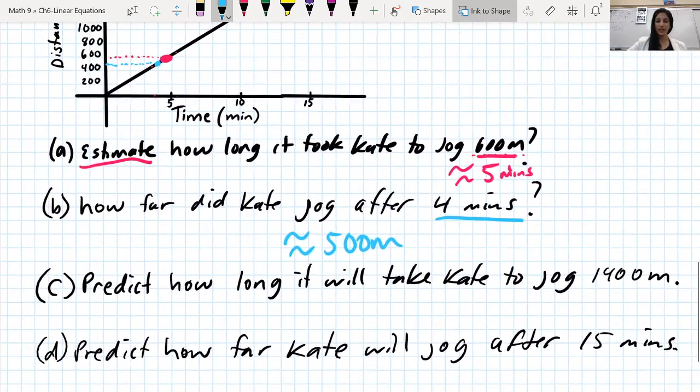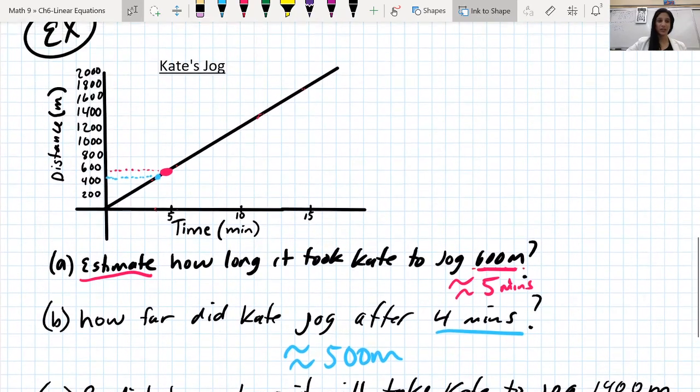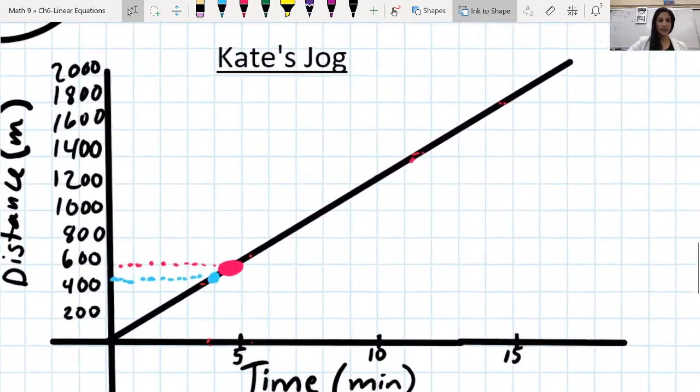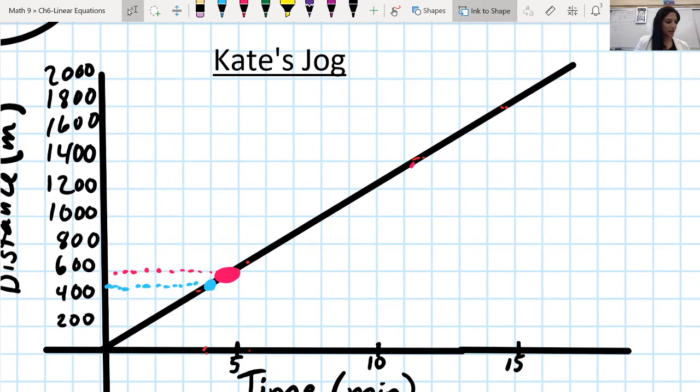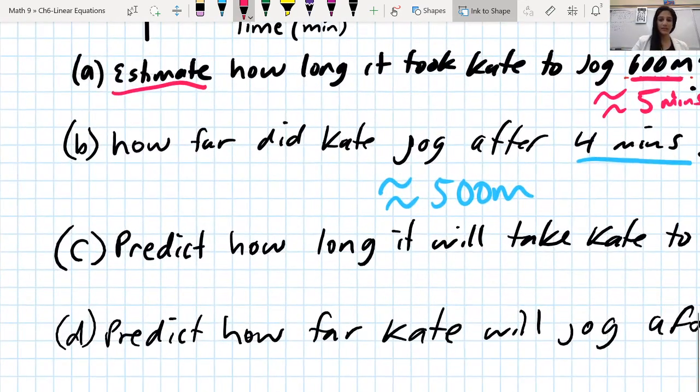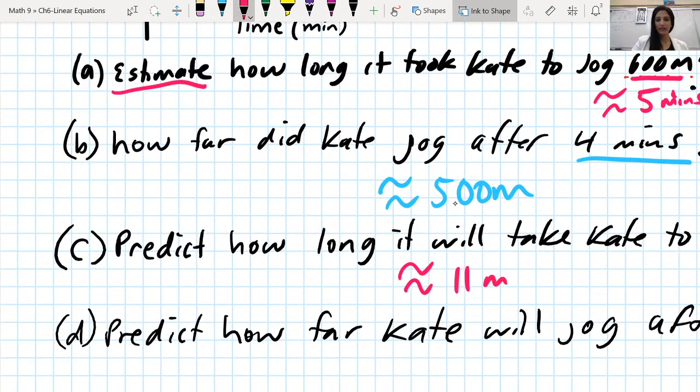Predict how long it will take Kate to jog 1,400 meters. Okay, so let's zoom in again on the graph here. If we look at the 1,400 meter mark, that would be right here. And so we want to go off to the graph here on the side. Looks like it's about right here, and it's just past 11. Since we're approximating, it's okay for us to say that it is approximately 11 minutes.